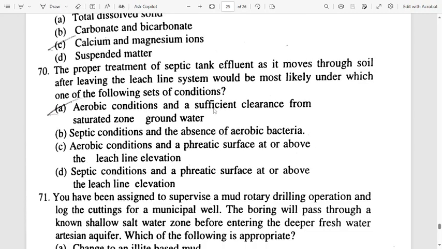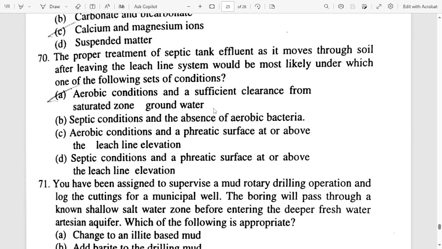The proper treatment of septic tank effluent as it moves through soil after leaving the leach line system would be most likely under which one of the following sets of conditions? Aerobic conditions under sufficient clearance from saturated zone groundwater.